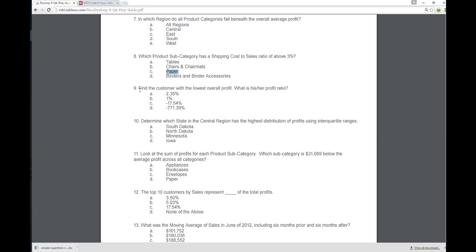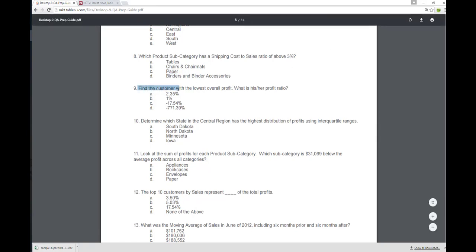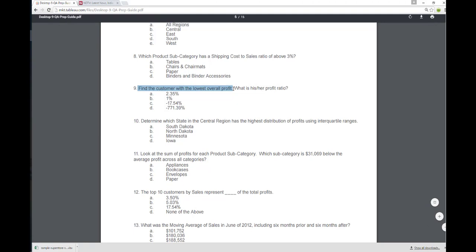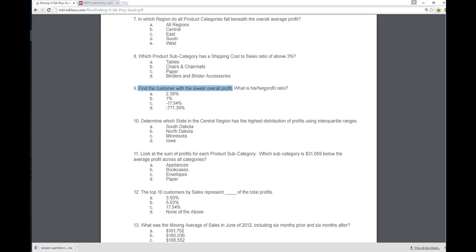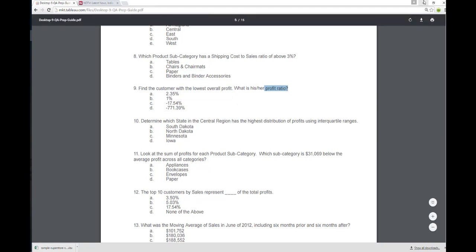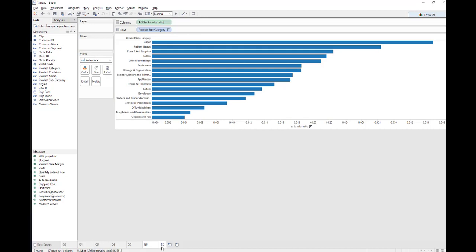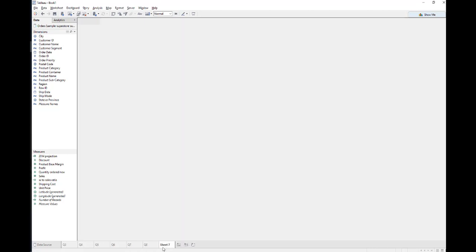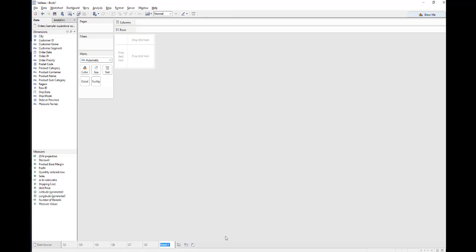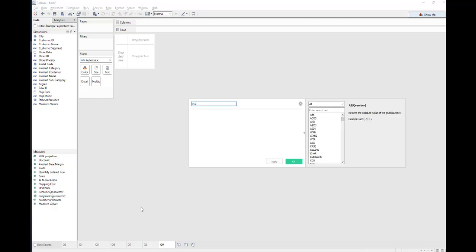Question 9. Find the customer with the lowest overall profit and his or her profit ratio. This is important: find the customer with the lowest overall profit. Then we need to find the profit ratio. What is profit ratio? We talked about it earlier. It is profit divided by sales. So let's first add a new sheet, rename it question 9, and add a new calculated field called profit ratio.